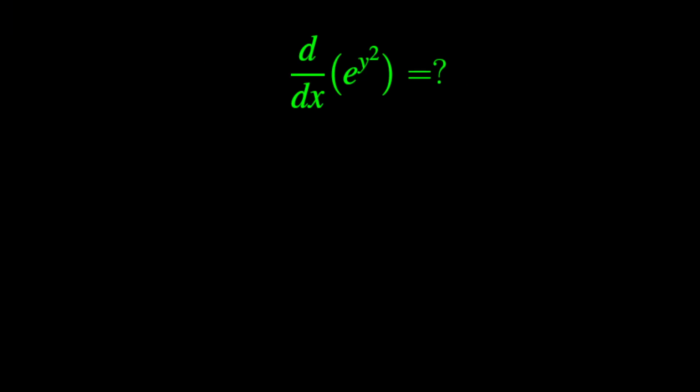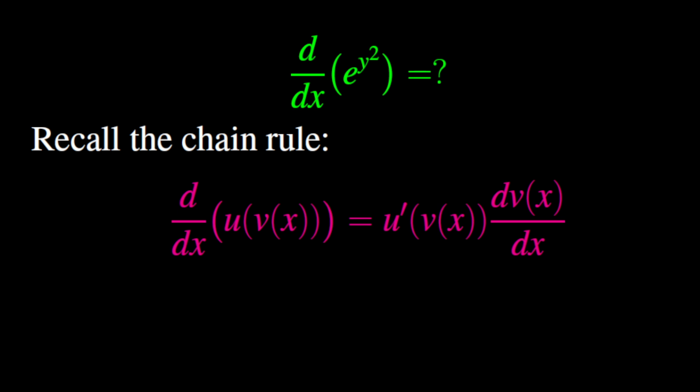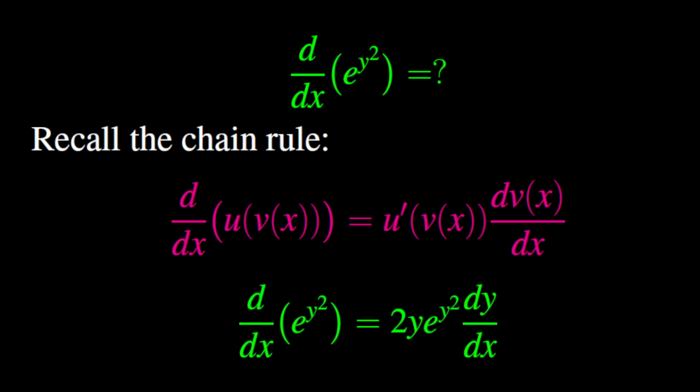Now, we have to compute the derivative of the right-hand side of this equation. We can clearly see that this expression involves a composition of functions. So we need to use the chain rule. Firstly, let us recall the chain rule. We know that d over dx of u of v of x is equal to u prime of v of x times dv of x over dx. Observe that the derivative d over dx of exponential of y squared is 2y times exponential of y squared times dy over dx.